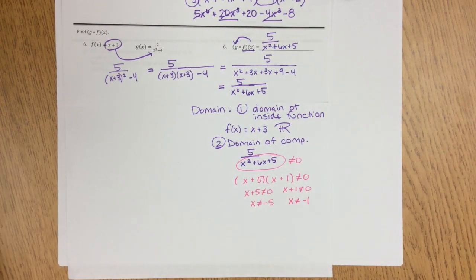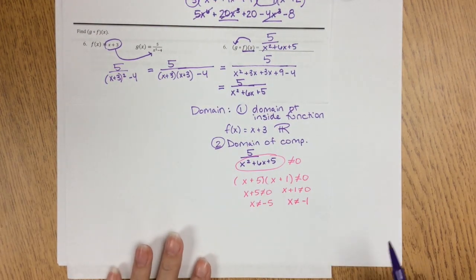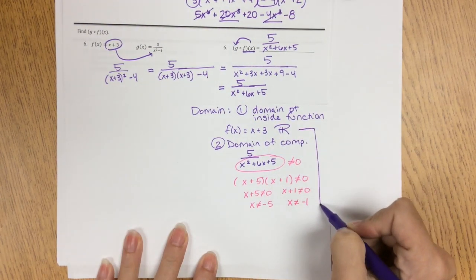All right, third step for finding the final domain of number 6 is to combine this domain and this domain.